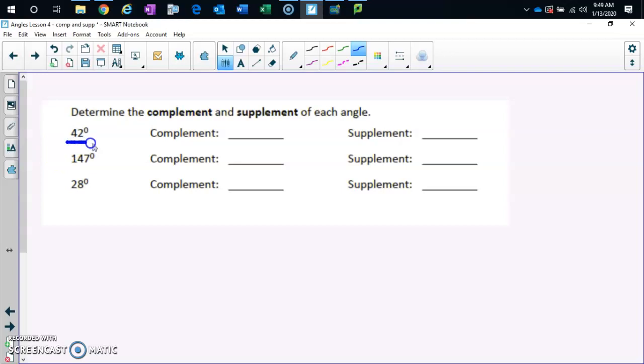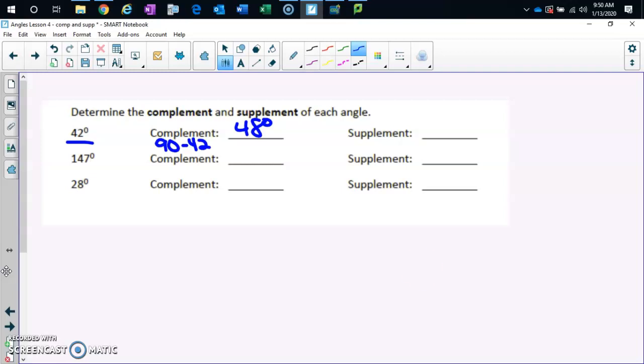Okay. I've got a 42-degree angle, and I want to know what its complement is. What do complementary angles add up to? 90. So we need to figure out what we're going to add to 42 to get 90. So you know what you do? 90 minus 42 is what? 48. So the complement of 42 is 48. Because that's what adds to 42 to give you 90.